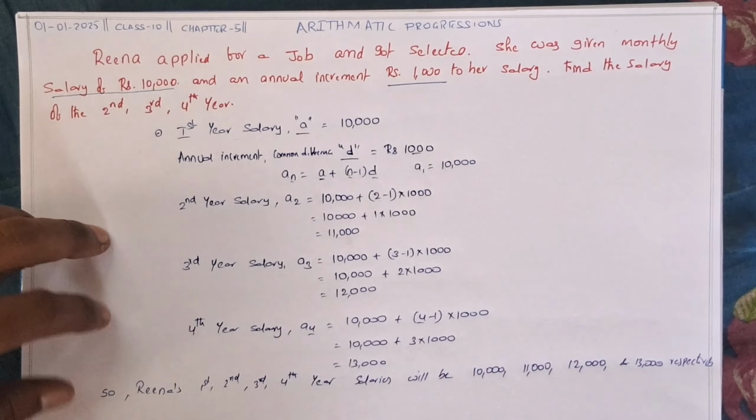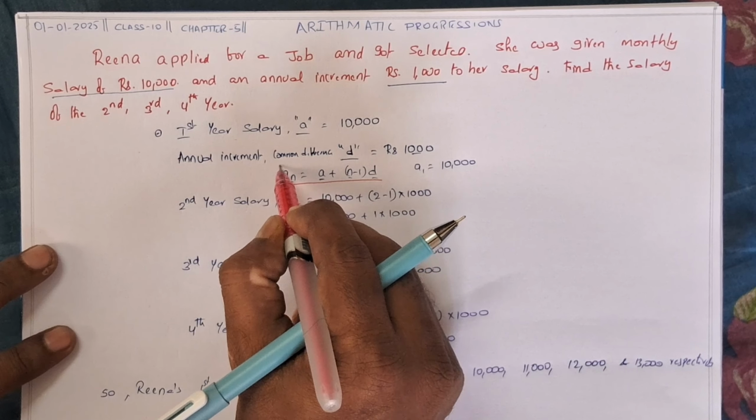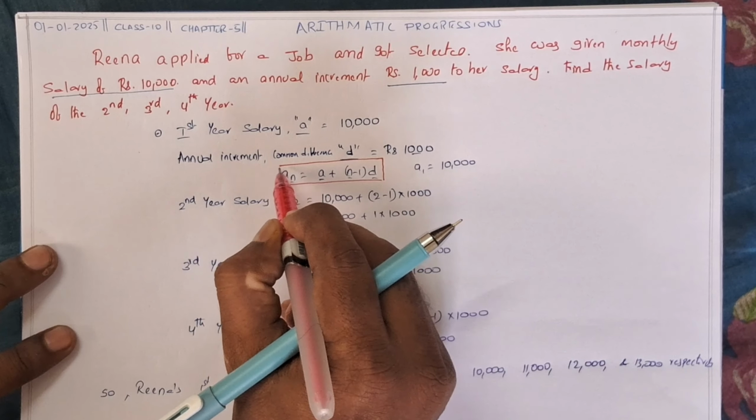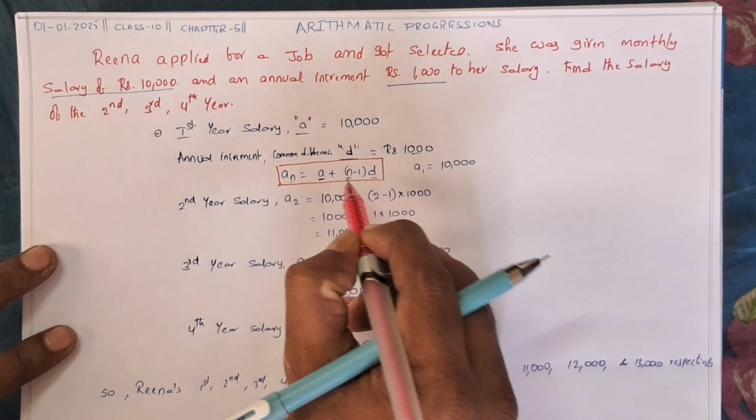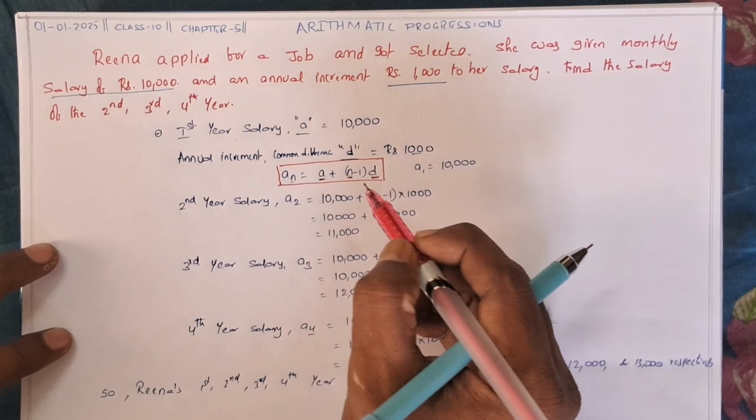So we need to remember this formula for finding the nth term. In that, a is the first term and d is the common difference, n is the term number.